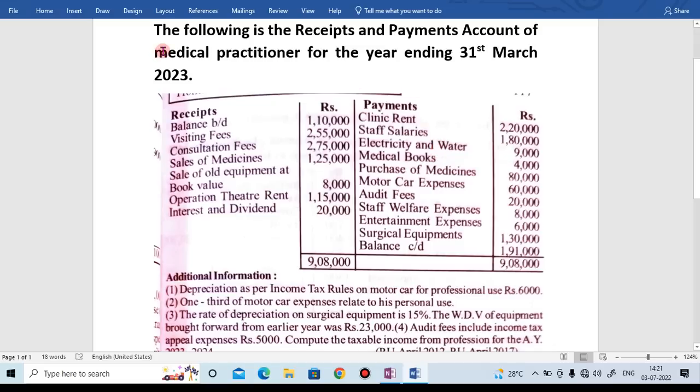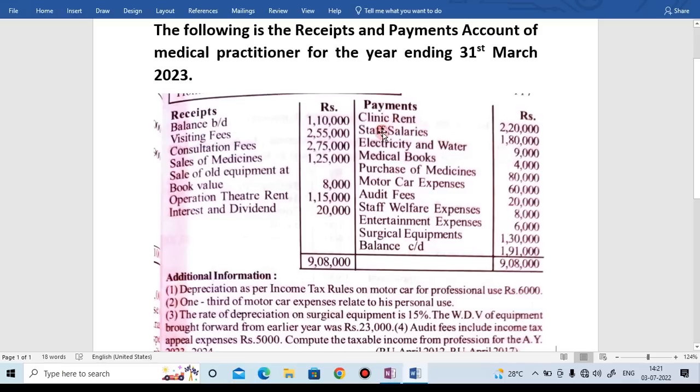Okay. So the example is: the following is the receipts and payments account of a medical practitioner for the year ending 31st March 2023. So this is the receipt side and payment side. In receipts, balance brought down, visiting fees 2,55,000, consultation fees 2,75,000, sale of medicines, sale of old equipments at book value, operation theatre rent, then interest and dividend. These are the particulars of the receipt side.